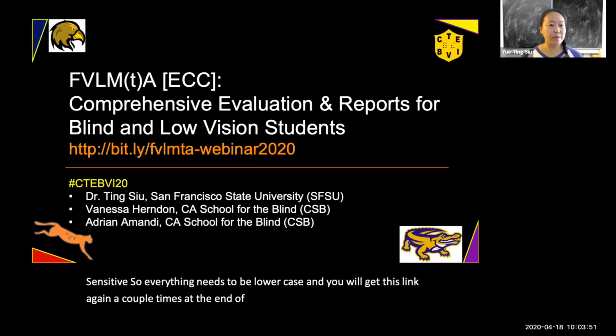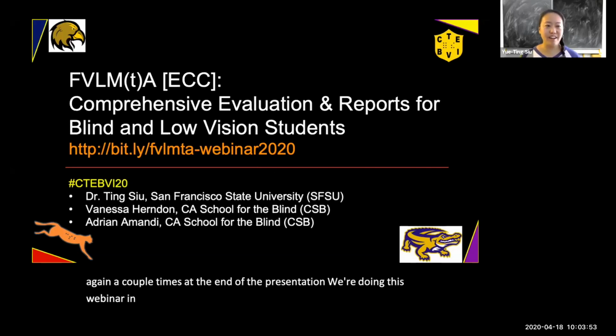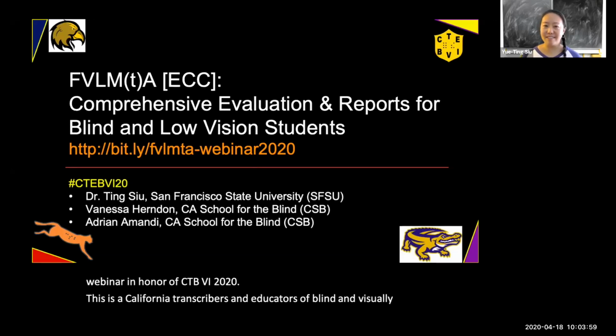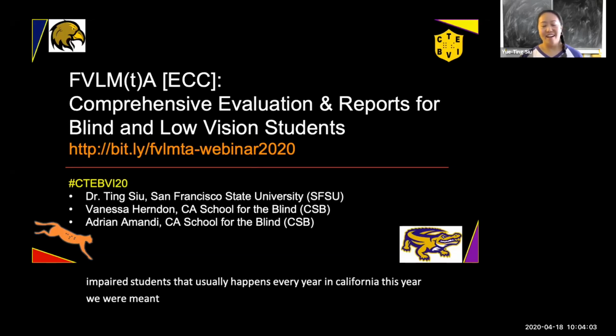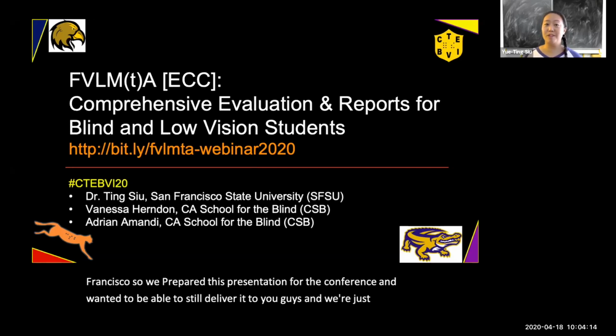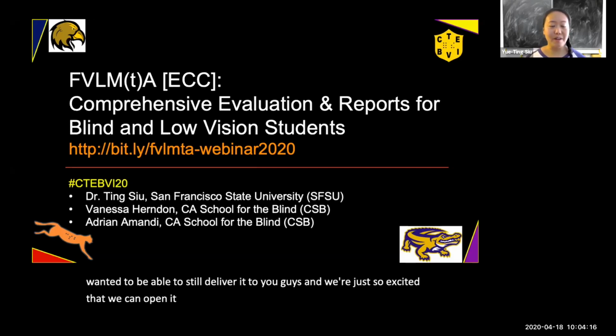We are doing this webinar in honor of CTEBVI 2020. This is the California Transcribers and Educators of Blind and Visually Impaired students that usually happens every year in California. This year we were meant to be in LA. We flip-flop every other year, LA and San Francisco. We had prepared this presentation for the conference and wanted to be able to still deliver it to you, and we're so excited that we can open it up on a broader level too.